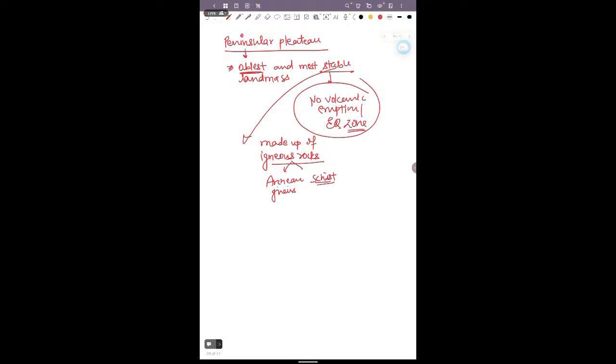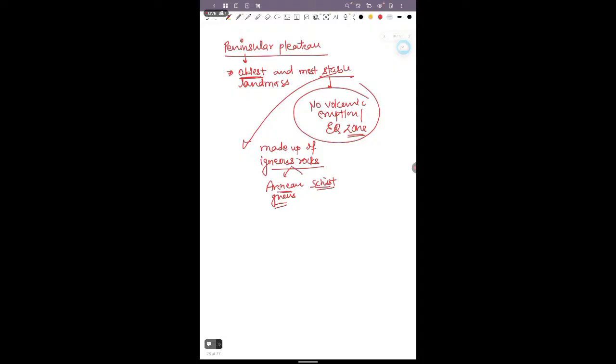So due to the formation, it is made up of the Archean gneiss and the igneous rocks. This is the most stable landmass. So if we talk about it, in some part of this region the Deccan Trap is also present.